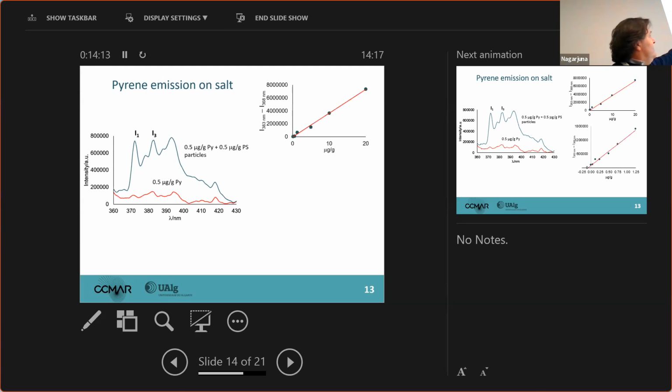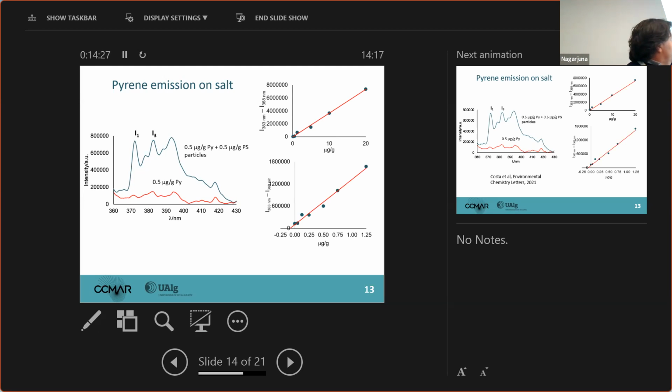So we can make some calibration curves, and you see there's a straight line there. So the response is linear between 0 and 20 micrograms per gram. If we expand that area between 0 and 1, we see that it is also linear in that range.